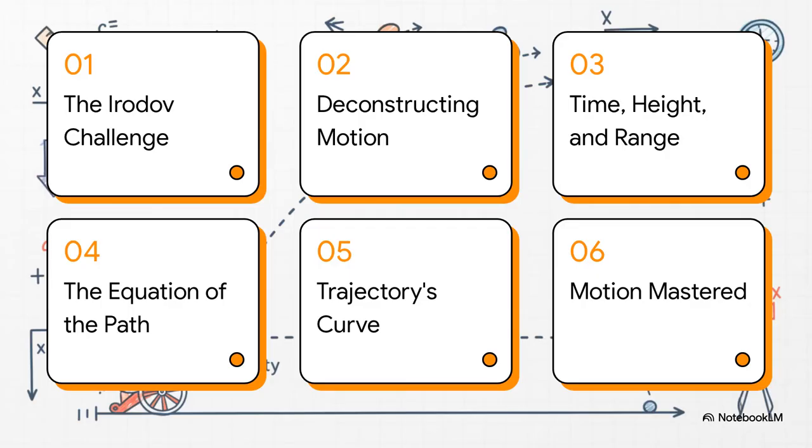So, here's our game plan. We'll start with the single most important idea, how to deconstruct the motion. Then, we'll use that to find the time, height, and range. After that, we'll figure out the equation for the path itself, tackle its curvature, and finally, we'll put it all together. Sound good? Let's get into it.